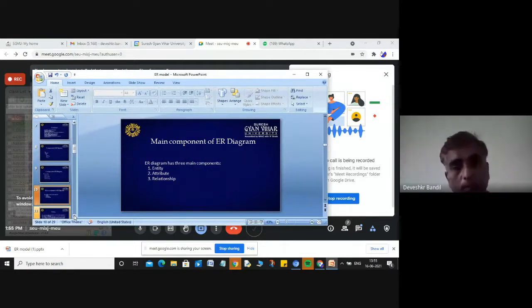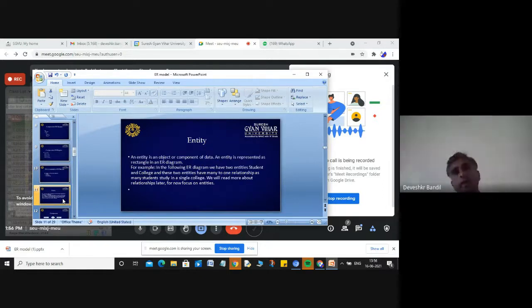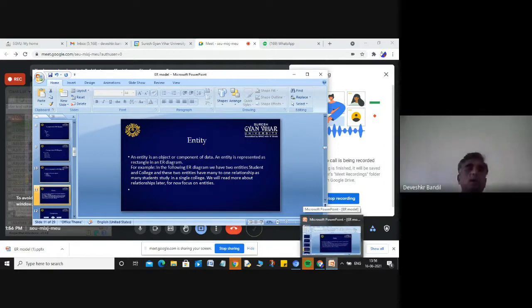The main components of your ER diagrams are entity, attribute, and relationship. Entity, as I had told, is an object or a component of your data. Your entity will always be represented in your ER diagram through a rectangle.